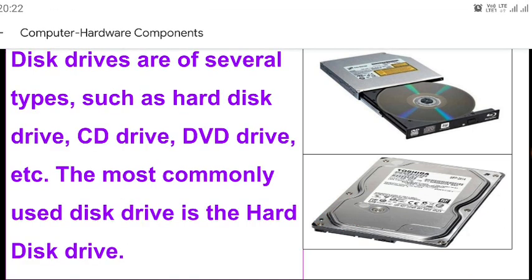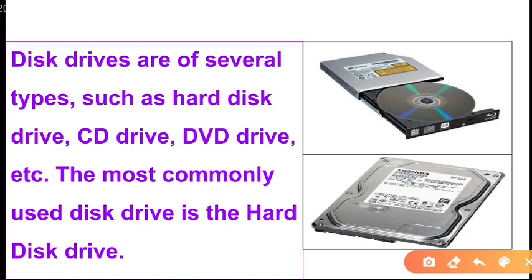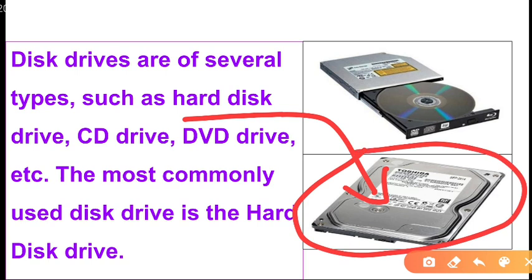Okay students. Now, drives are of several types, such as a hard disk. See this. This is how a hard disk looks like. So this is the place on which all your computer files are saved, which is called a hard disk drive. This is what your hard disk drive looks like.